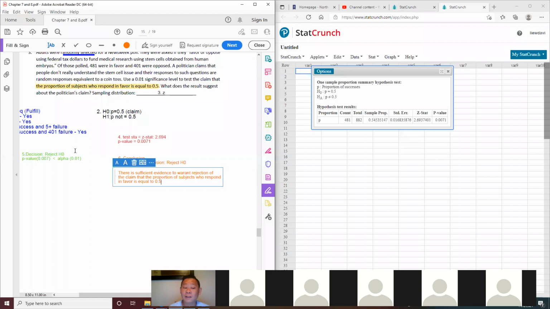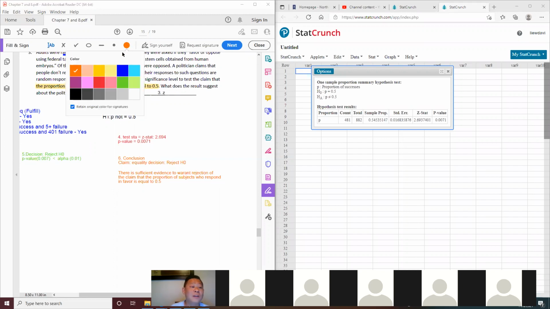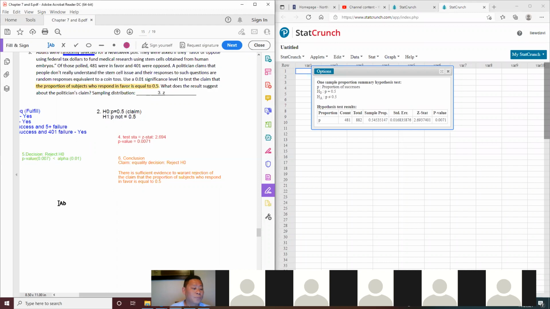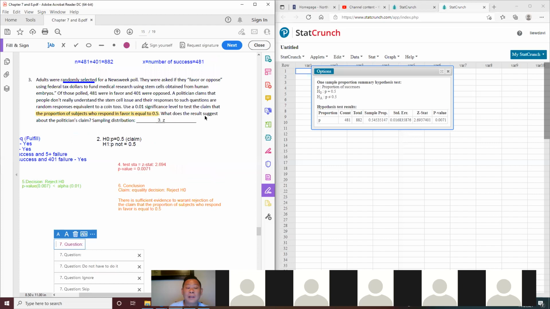So this is the claim that is not the, so that is number 7. The last one here is the question. So we do have a question in this case. So 7 is the question here. So now, do not forget that there are 2 claims here. One is based on the claim that we are testing, and the other claim is based on the politician.